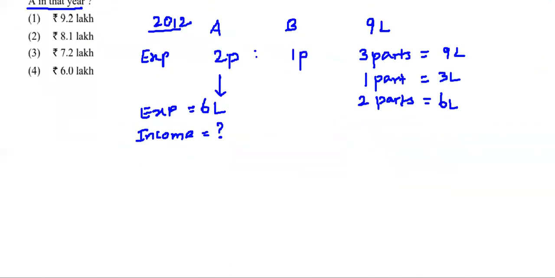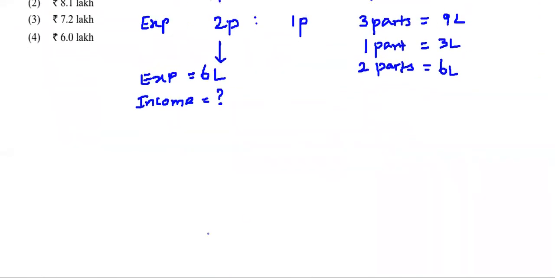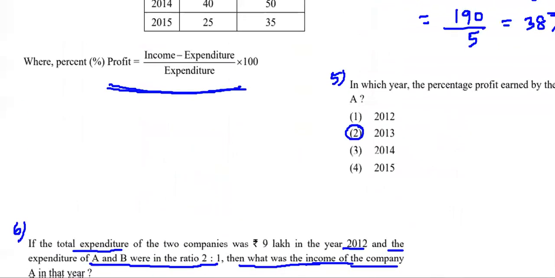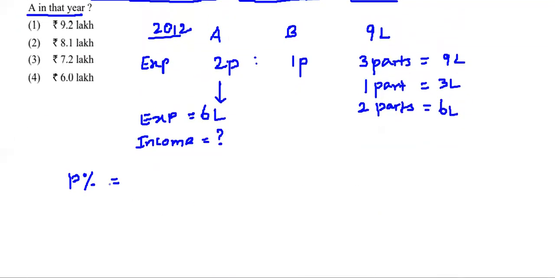So we definitely need to use this relation. Let's first copy down the same relation here. Profit percentage is equal to, let's see the relation, income minus expenditure by expenditure. So we have income minus expenditure. Actually, we know that expenditure is 6 lakhs, right?